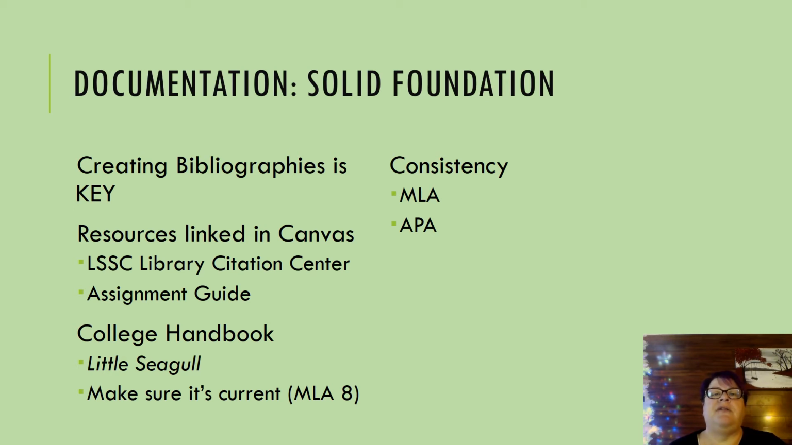Creating bibliographies is key. Resources linked in Canvas include the LSSC Library Citation Center, and our assignment guide. There's also college handbooks like the Little Seagull. Make sure it's current, which is MLA 8. For consistency, you want to use MLA for all literary papers and APA for optional. APA is optional for first and last papers in this class, depending on the subject matter. Basically, whichever one you use, use it correctly and completely, and don't be afraid to ask for help.